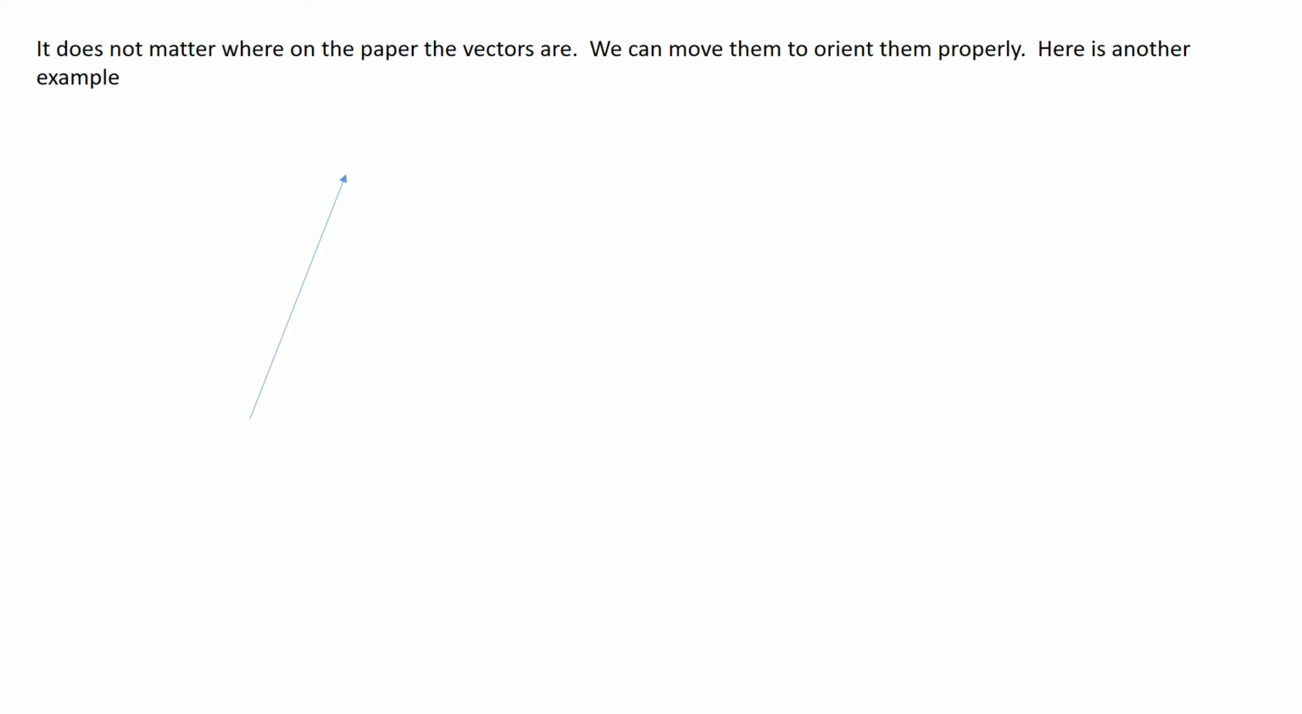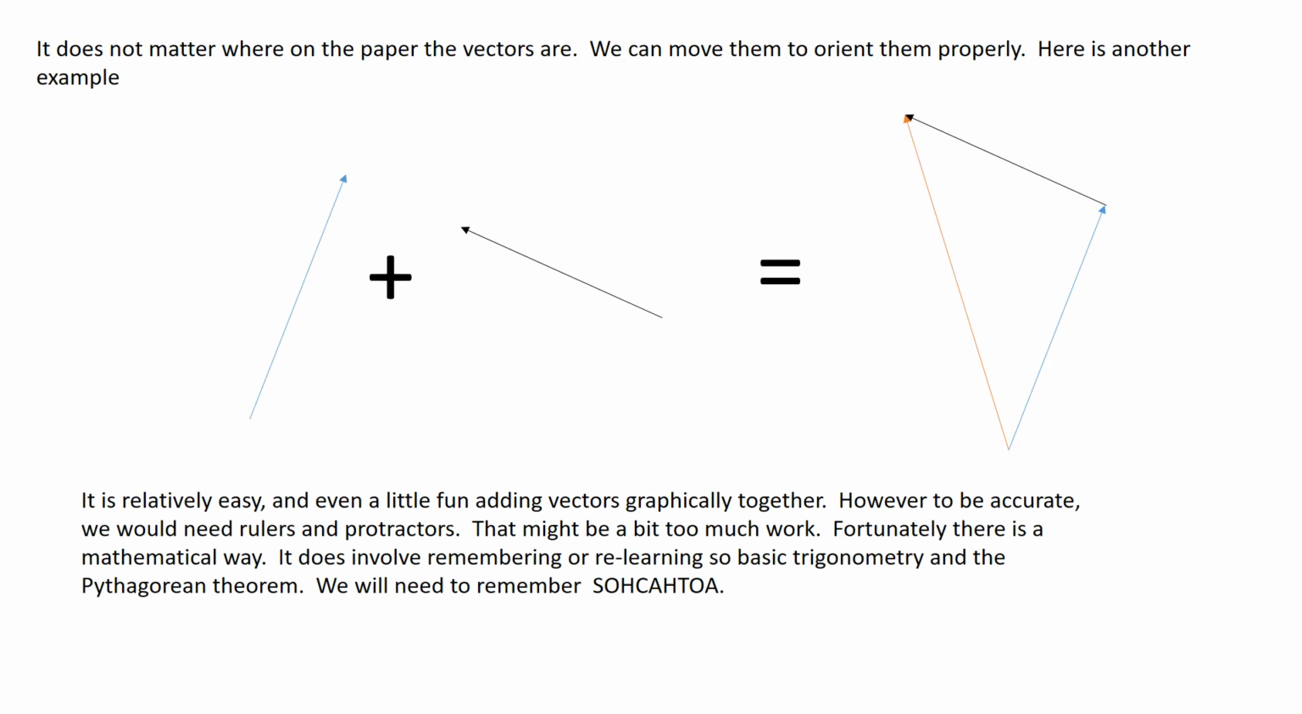Here's another example. Here's a vector. I'm going to add to it this vector. Well, what do I get? I move them both around so that they're oriented correctly, tip to tail, and there's my resultant vector. It's easy and kind of fun to add these vectors together graphically.